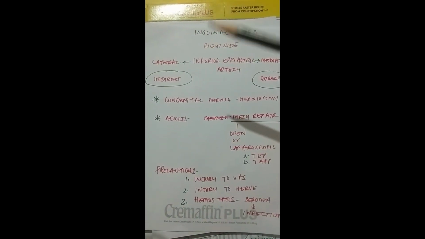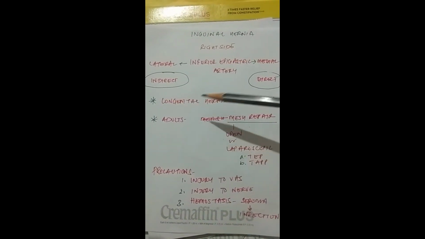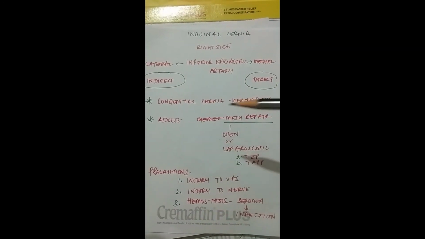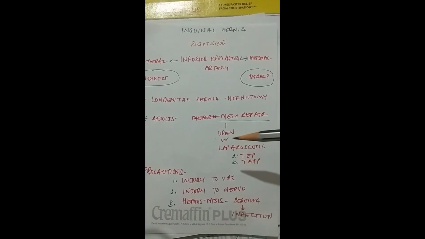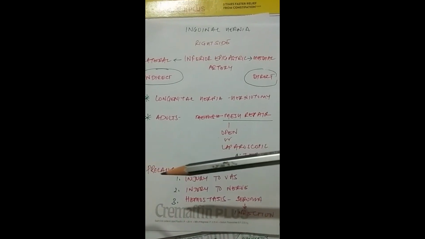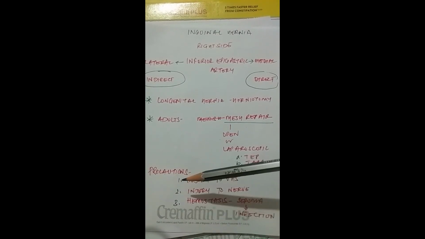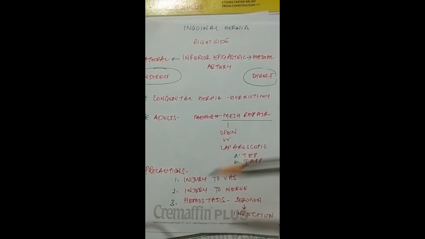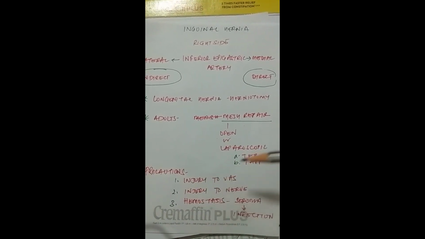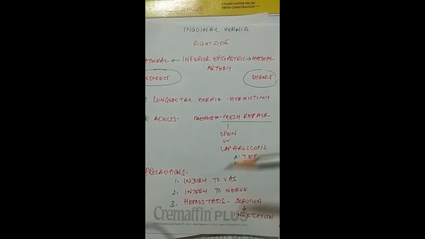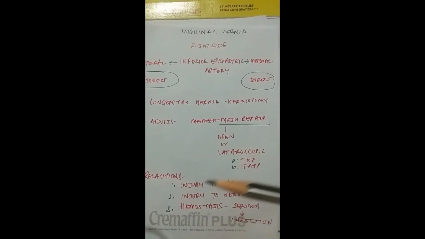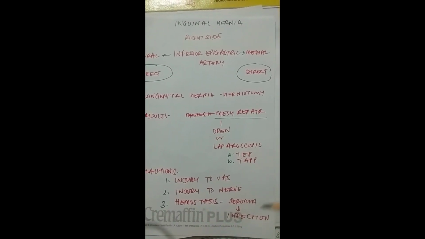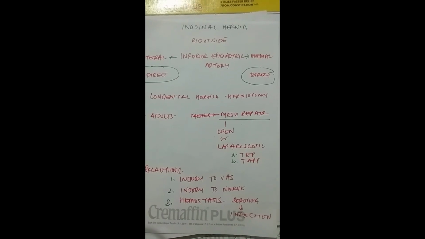What are the possible managements available? In cases of congenital hernia, we have to do herniotomy. In cases of adults, we have to do mesh repair by open or laparoscopic method. There are certain precautions to prevent complications. There can be injury to the vas deferens, there can be injury to nerves, the genital branch of genitofemoral or ilioinguinal nerve. We have to do hemostasis to prevent seroma formation, which ultimately leads to infection and other complications.